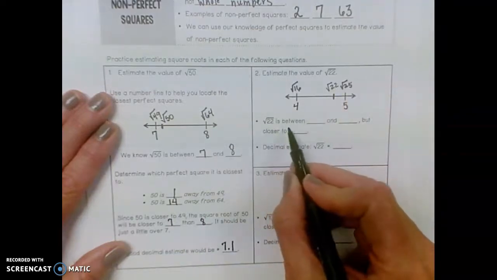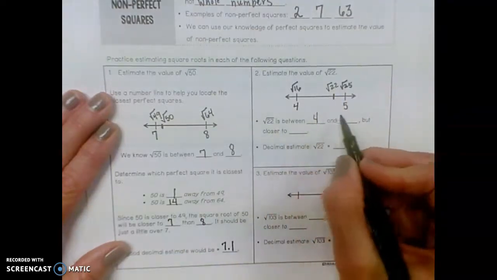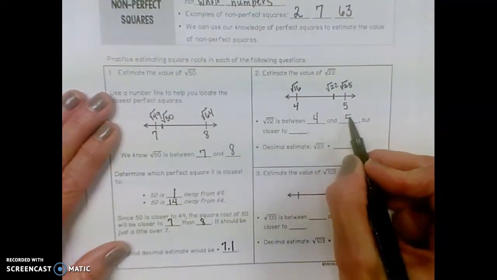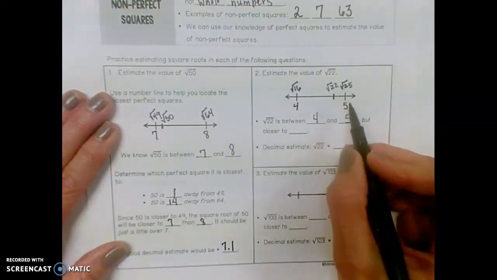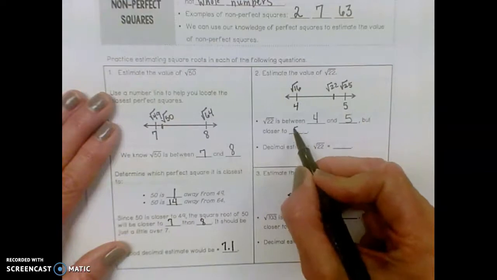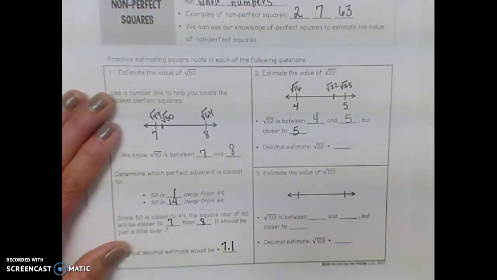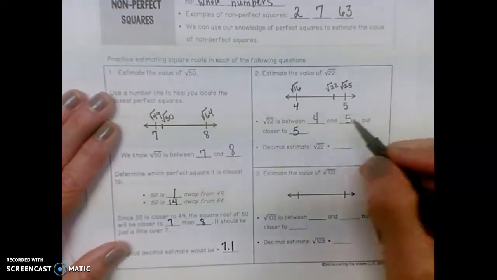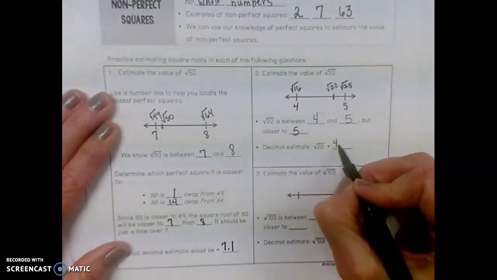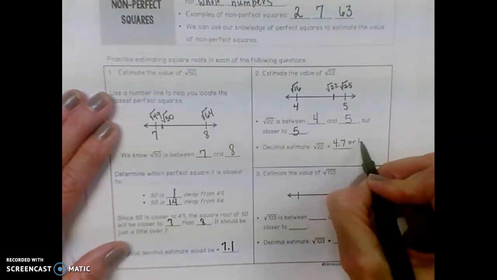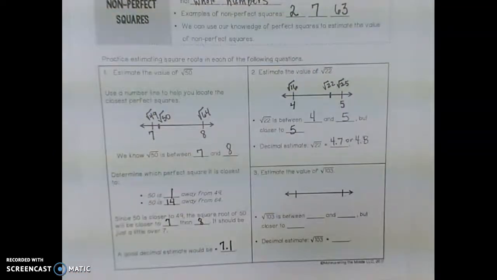So the square root of 22 is between the whole numbers 4 and 5, but it's only 3 away from 5, so I would say it's closer to 5. So if I was going to estimate being close to 5, but not exactly, I would say maybe 4.7 or 4.8 if I had to not use a calculator.